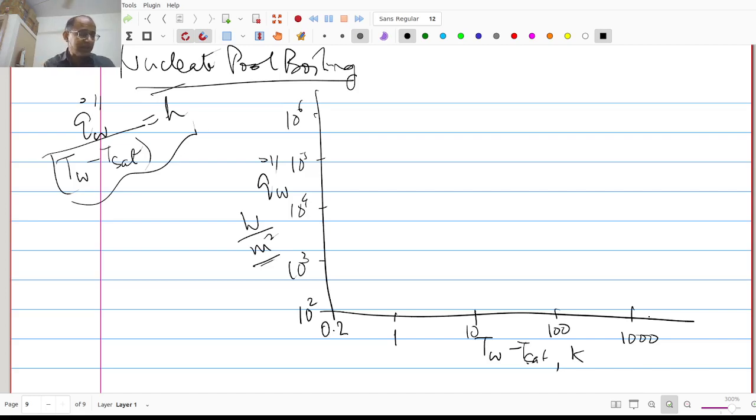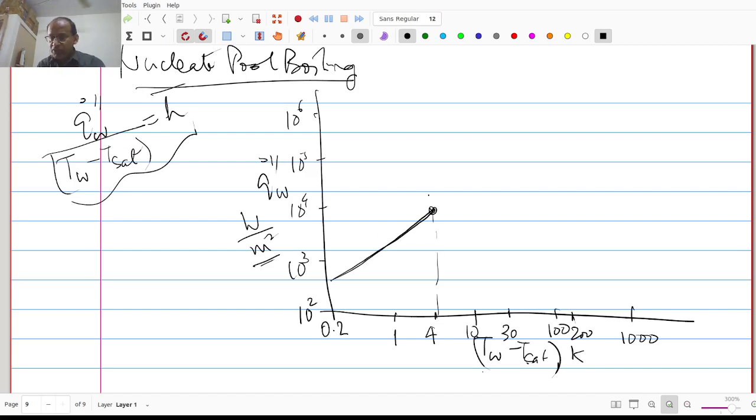Significant things that we need to note are something like 4 degrees Celsius, something like 30 degrees Celsius, something close to 200 degrees Celsius, and about 1000 degrees Celsius. Sorry, the temperature differences in Kelvin or Celsius, these temperature differences are significant. Why? Up to about 4 degrees Celsius temperature difference, you have a regime which is called the natural convection boiling. So the heat flux increases.